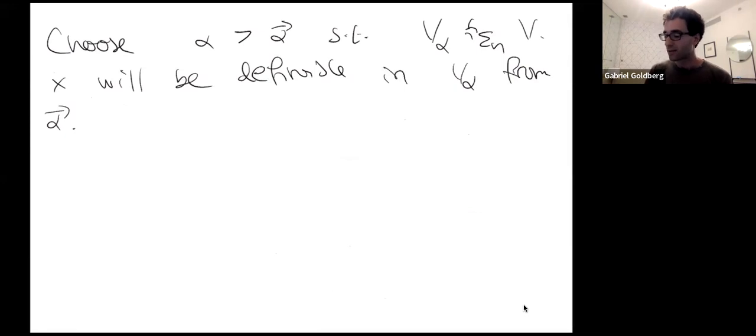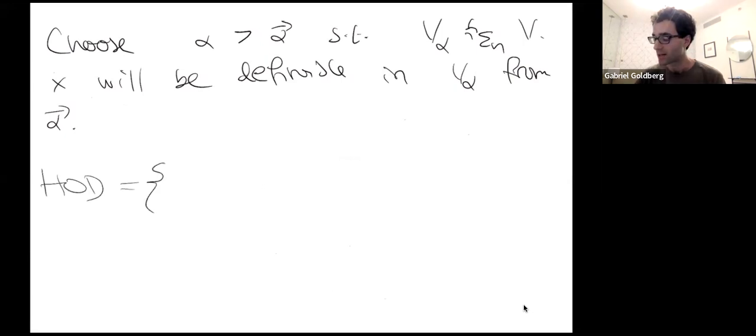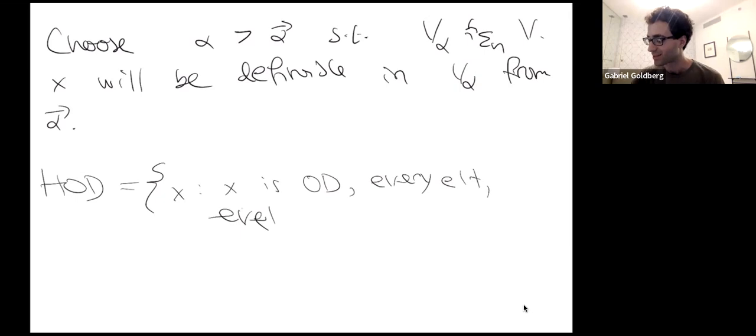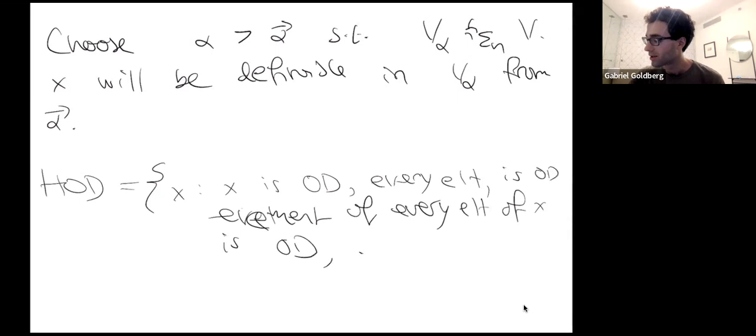The ordinal definable sets give rise to a kind of generalization of L, and a transitive model that contains all the ordinals, but it's typically much bigger than L. This is called HOD. So HOD is equal to the collection, the class of all sets X, such that X is OD, but also every element of X is OD, and every element of every element of X is OD, and so on.